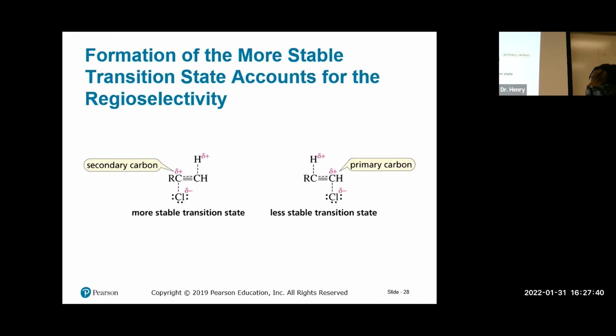Follow the arrows. This is a more stable transition, and this is a less stable transition. So having the chloride here is more stable compared to having it on the terminal carbon. We have to pay attention to whether it is terminal or not, because if it's terminal, we're not going to put a chlorine there. We're going to put the chlorine on the inner carbon.